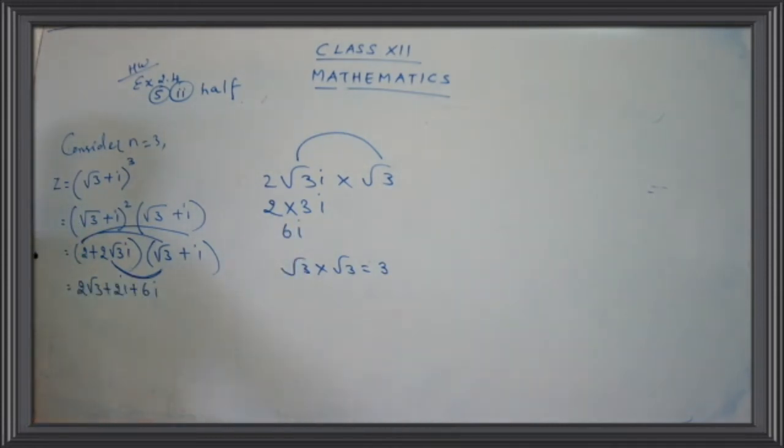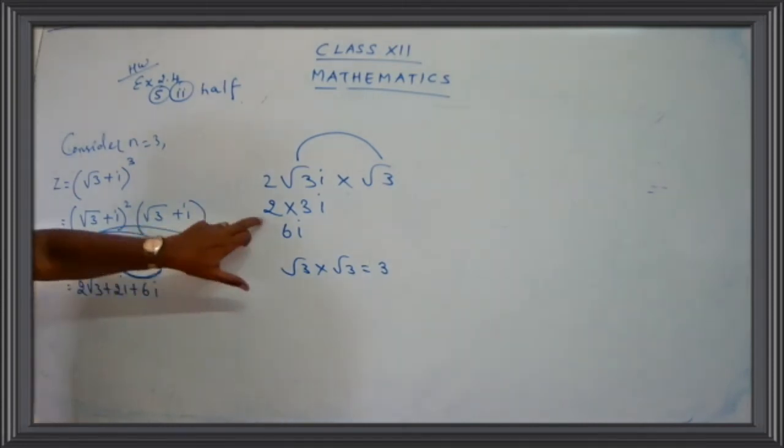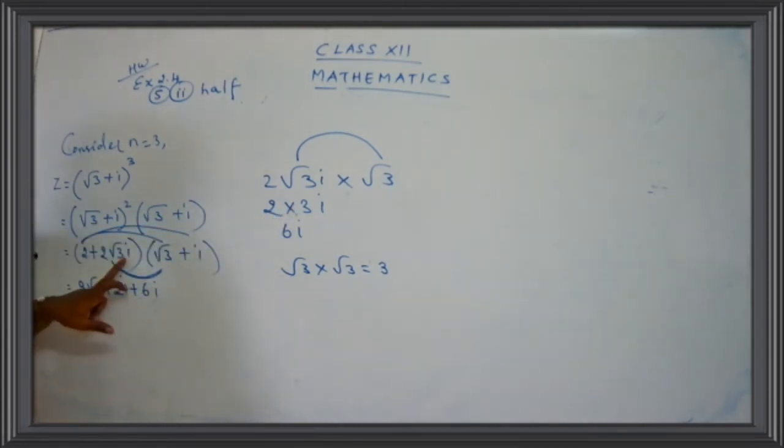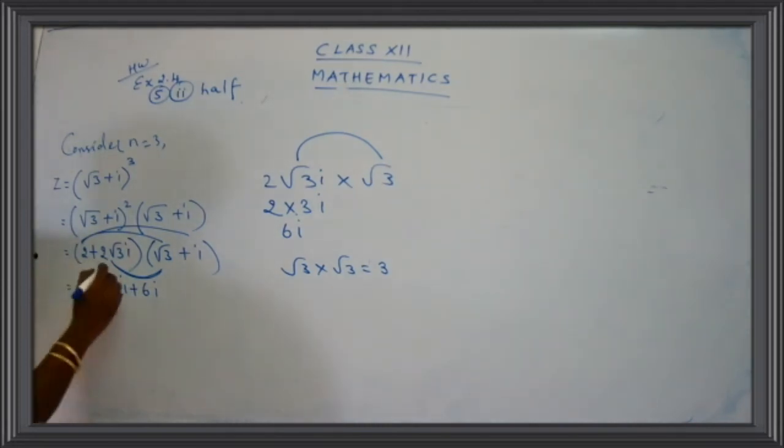I hope you are clear with the multiplication, children. See here. So root 3 into root 3 gives you 3. So 2 into 3, 6. And we have only one i, so it will be taken as i. Let us go for the next part.